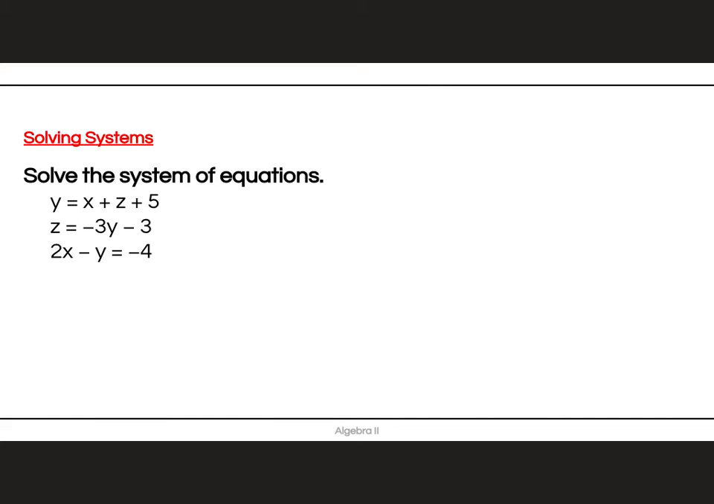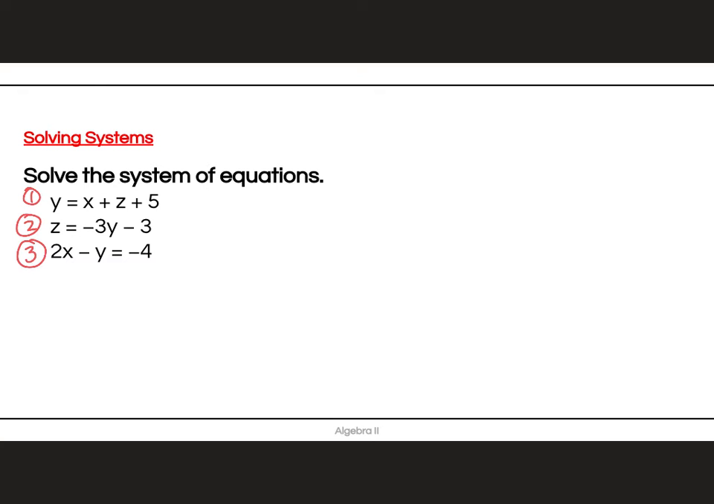So here I have y is equal to x plus z plus 5. And I have z is equal to negative 3y minus 3. And then 2x minus y is equal to negative 4. So I'm going to go ahead and label them. So 1, 2, and 3. And I'm going to this time plug number 2 into number 1.